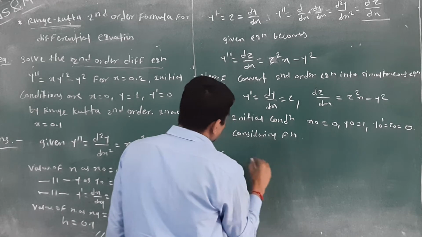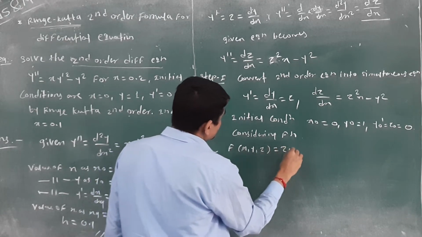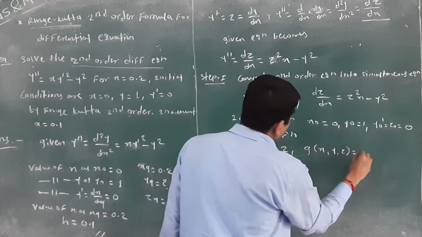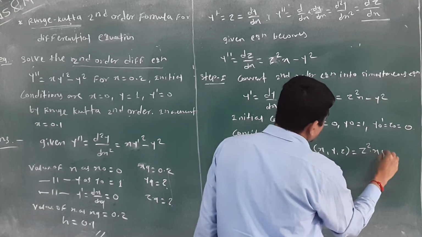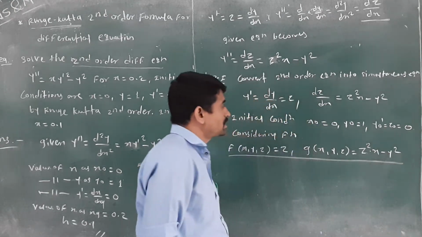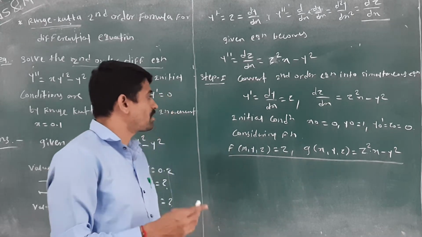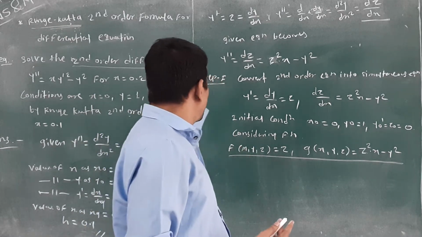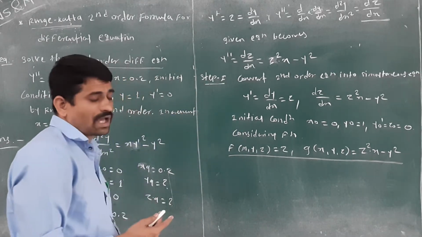Which functions? f of x, y, z is equal to z, and g of x, y, z is equal to z square x minus y square. Considering these two functions, we get f of x, y, z is equal to z, and g of x, y, z is equal to z square x minus y square. In the first step, we have calculated that with the help of the given data.